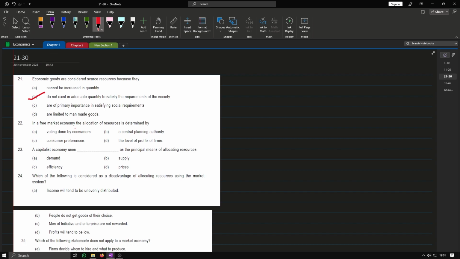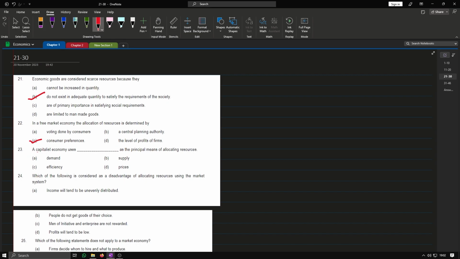22. In a free market economy, how is the allocation of resources determined? Usually, it is determined by consumer preferences, right? So let's see if there's an option like that. Voting done by consumers, a central planning authority, consumer preferences.